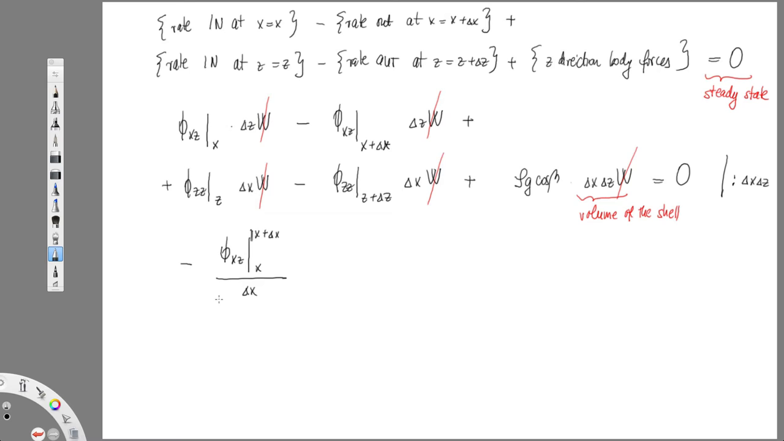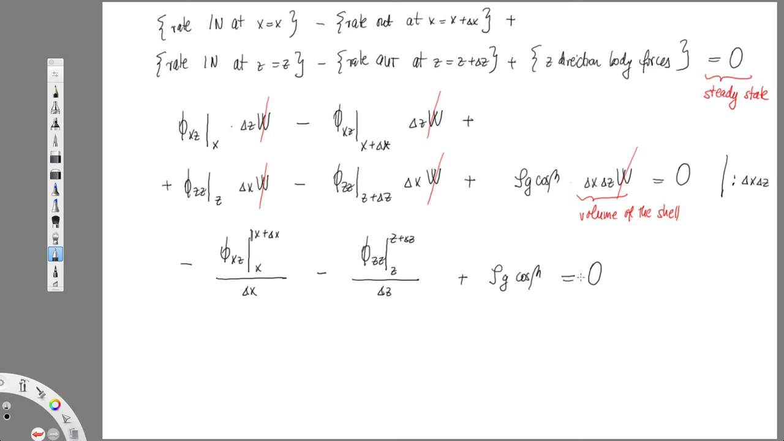We're going to use this a lot. Minus, and a similar thing is happening with phi zz. It's just that I'm going to have z and z plus delta z, divided by delta z, when I divide by delta x and delta z. And plus rho g cosine beta. Everything is equal to zero.